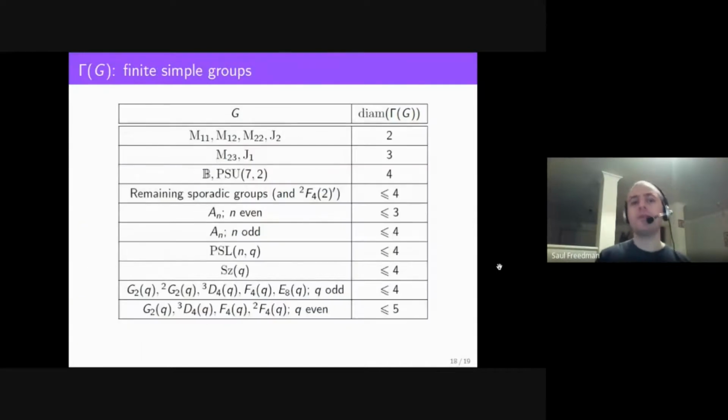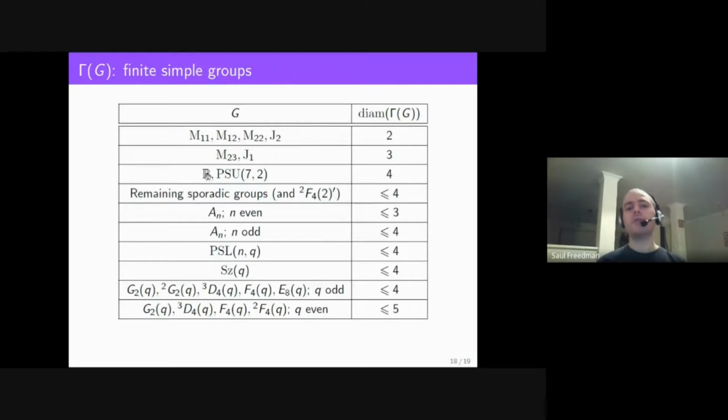Okay, now just briefly, let's return back to gamma of G. Here we have a table of some simple groups, and on the right we have either the exact value of the diameter of the graph or an upper bound for the diameter. In these first two rows, the diameter was calculated computationally using Magma.